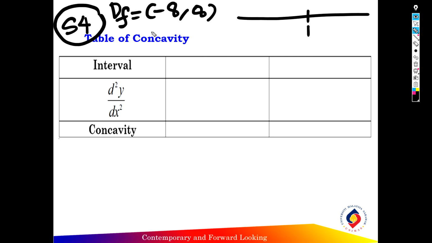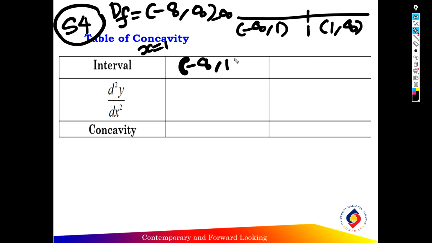And the inflection point here, the value of x equals 1. So from the left of the function, from negative infinity, the first interval is negative infinity to 1, and the second interval is 1 to positive infinity. In the first column you put the first interval between negative infinity and 1, and in the second column you put the second interval, 1 to positive infinity.